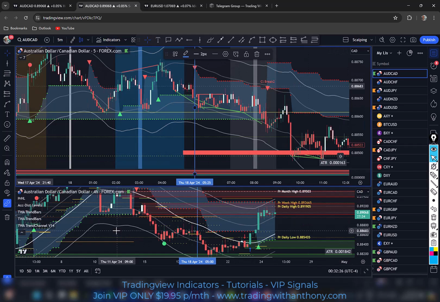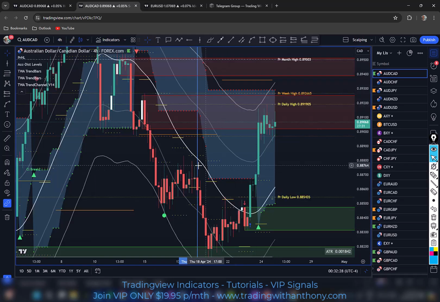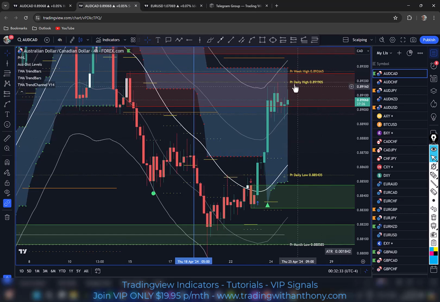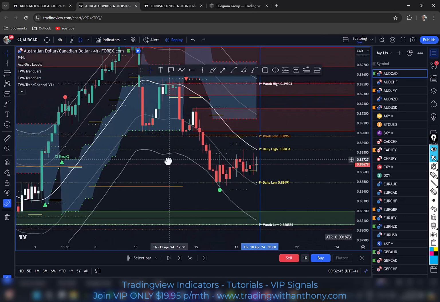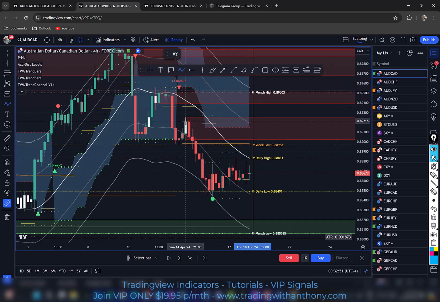Go out, open up the 4-hour chart. So we're looking at this area here. What does that look like on the 4H? My golden rule is follow the higher time frame. There's a swing high, swing low, retrace right here. So there's a potential entry point there.